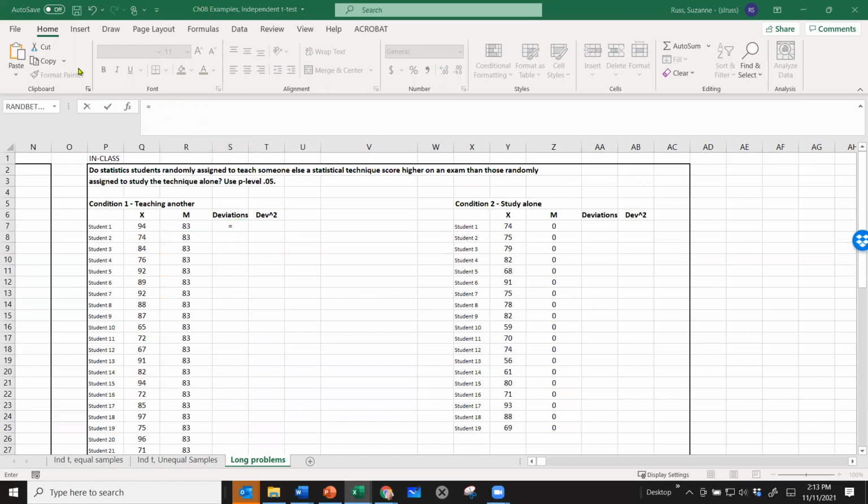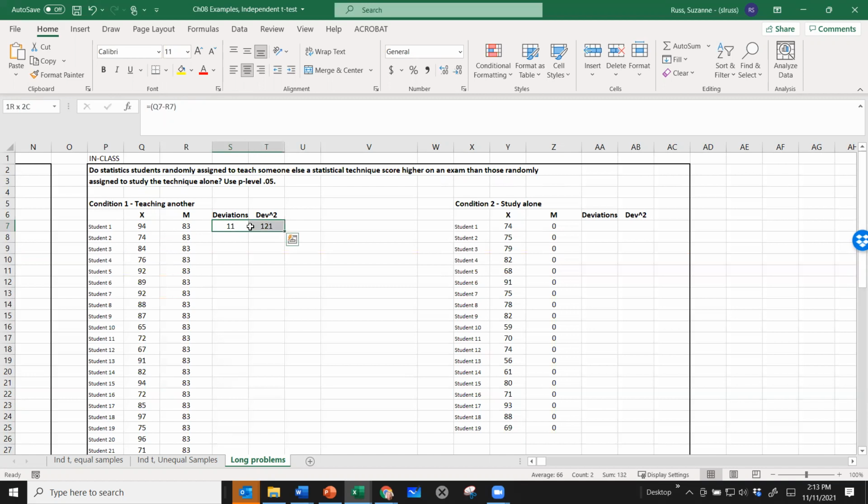I type in the equal sign and I will write, what are we going to calculate? We're going to take x minus m. Put the end parenthesis, that's calculated. Now, to save time, I'm going to go ahead and do the square. So I'm going to go equals, and I'll just go deviation squared. We could do this all in one space. I still do it this way so that it's easier for students to see what's going on.